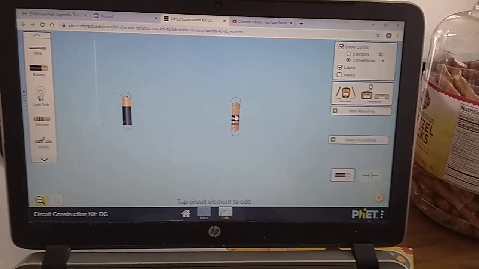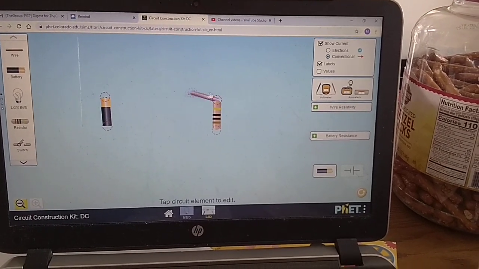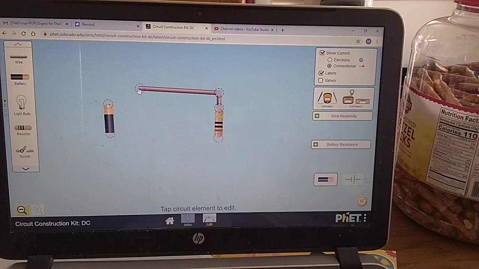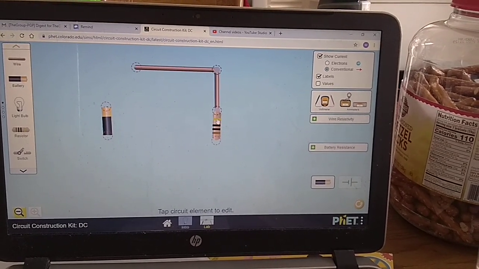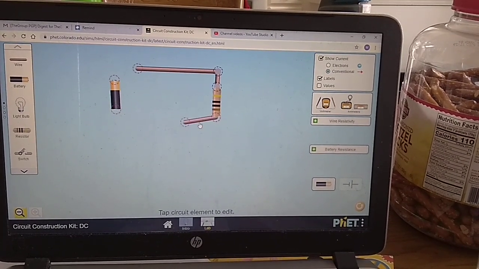Great. Nothing's happening. Well, obviously we don't have any wires. So I'm going to start connecting the wires, and you can connect the wires any way you want. I just kind of like to make this nice rectangular shape. I'm going to move everything up too, because I know what I'm doing here. Okay.